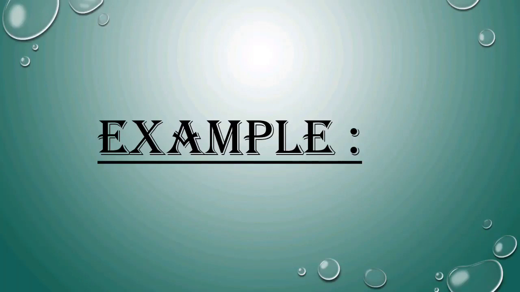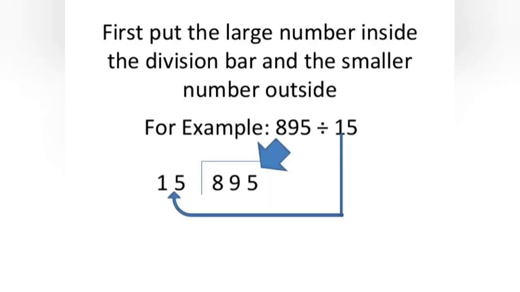So now, how to divide a number? To understand this, let's take an example. Divide 895 by 15. We have to divide these two numbers. Before dividing, put the large number inside the division bar and the smaller number outside as shown.